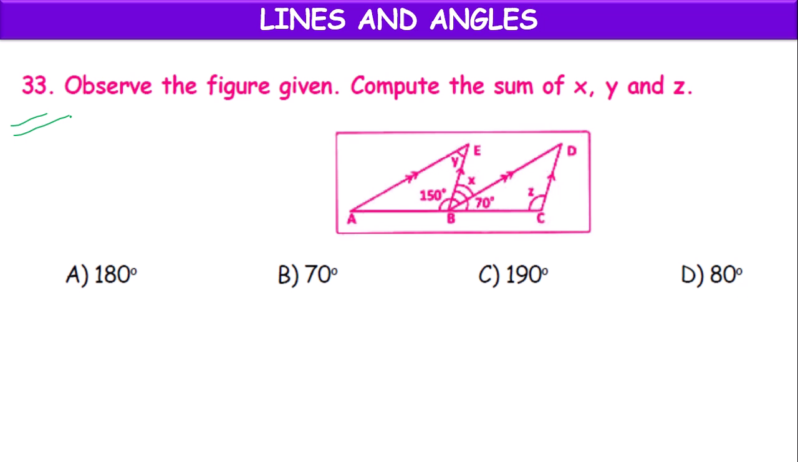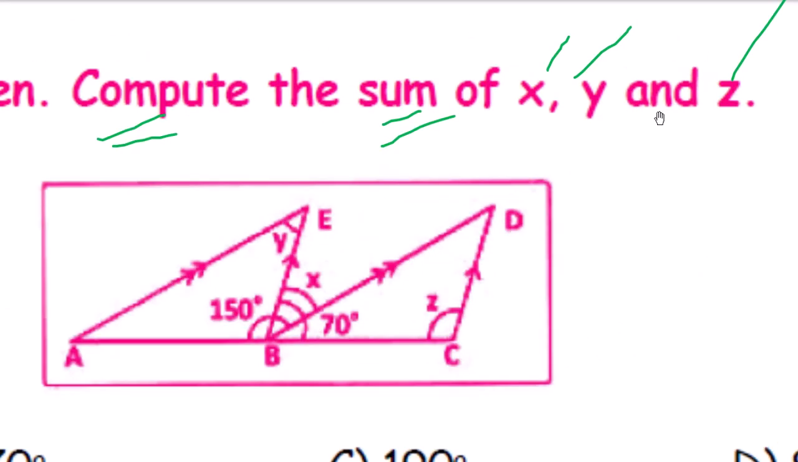Next, 33rd question. Observe the figure given. Compute the sum of X, Y and Z. So by observing the figure, we have to find out the sum of X, Y, Z angles. First we have to find their values, then we have to find their sum.